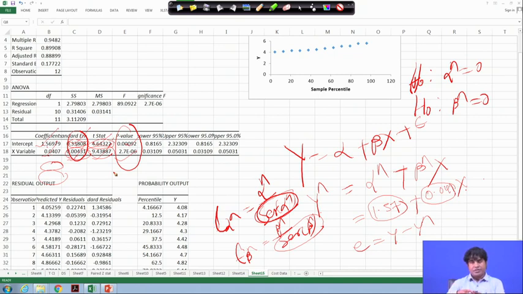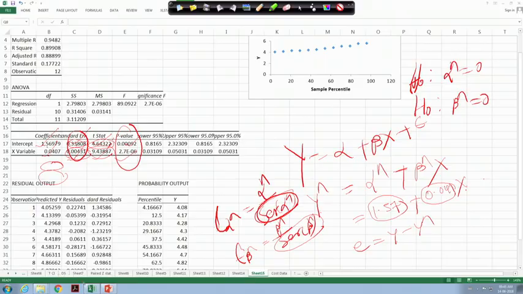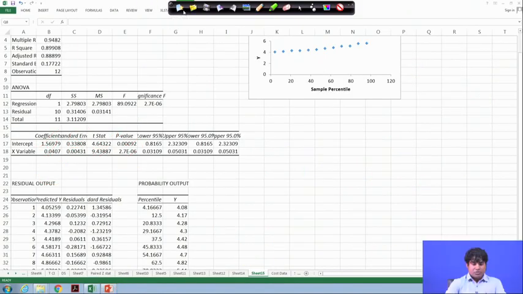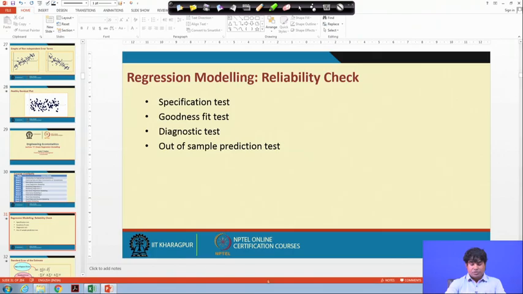That means, technically, this model passes the specification test, and after that we have to go for the goodness of fit test, because it must satisfy all the tests. Then finally you can declare that this model is a good one and go ahead with predictions. So with this statistical output we can proceed to the discussion.